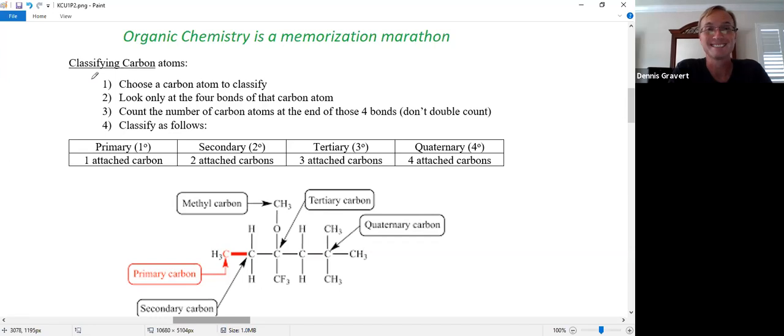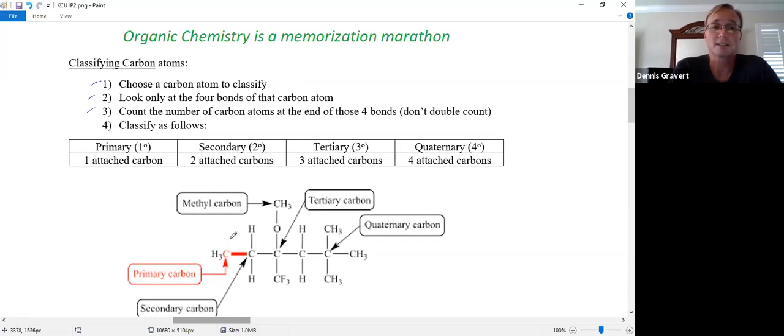Here's a 4-step method. Step 1, find your carbon you want to classify. Choose one. Step 2, well, carbon honk says HONC 1, 2, 3, 4. Carbon's supposed to bond 4 times, so go find them. Find the 4 bonds to that carbon atom. And now, just for those 4 bonds, look at the end of the bond. What atom is attached to that carbon through its 4 bonds? And whatever you count will give you the classification.